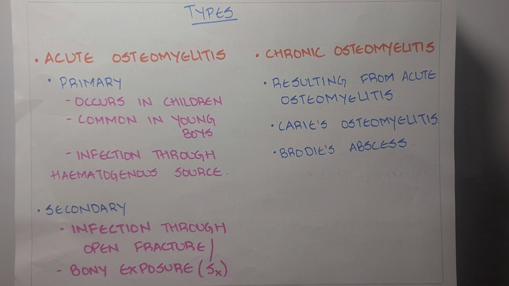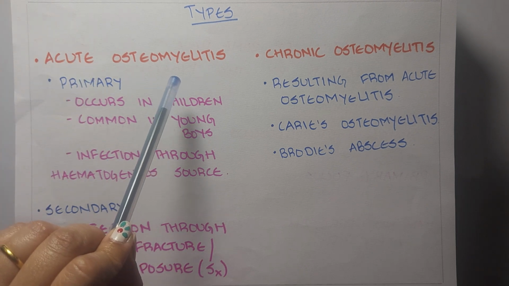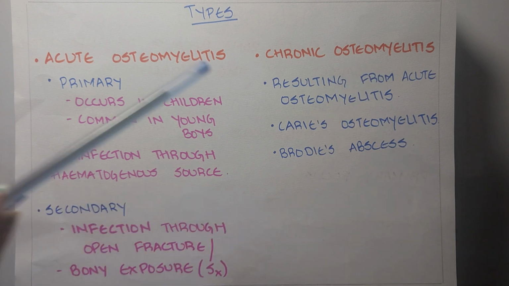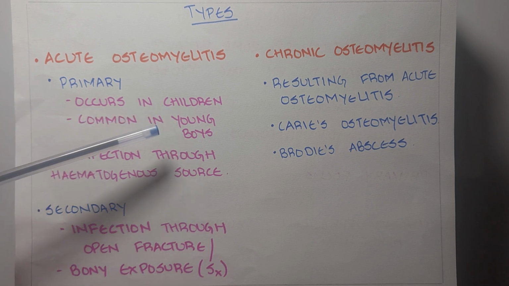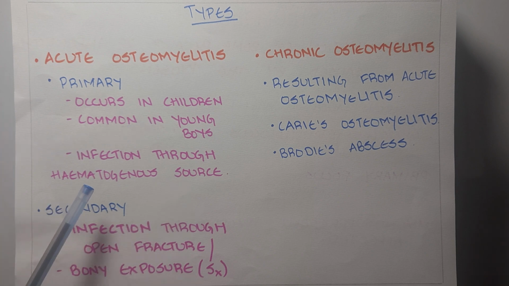There are two types of osteomyelitis: acute osteomyelitis and chronic osteomyelitis. Now, in acute osteomyelitis, we again have primary and secondary. Primary, it occurs in children, especially young boys are affected, and the infection goes through hematogenous source. So, blood is the carrier of this kind of infection. In secondary kind of acute osteomyelitis, the infection is through the open fracture or even bony exposure during the surgeries.